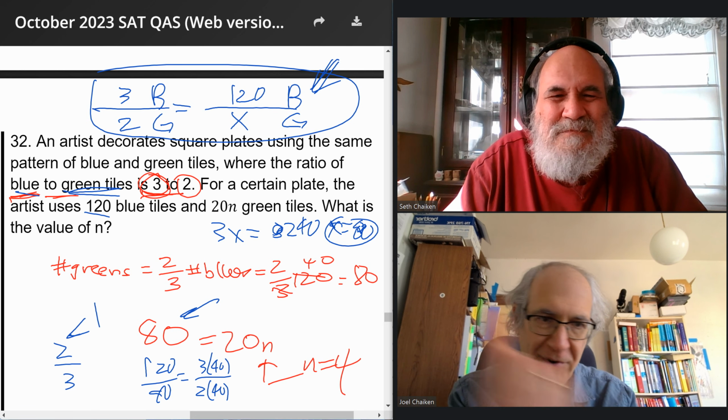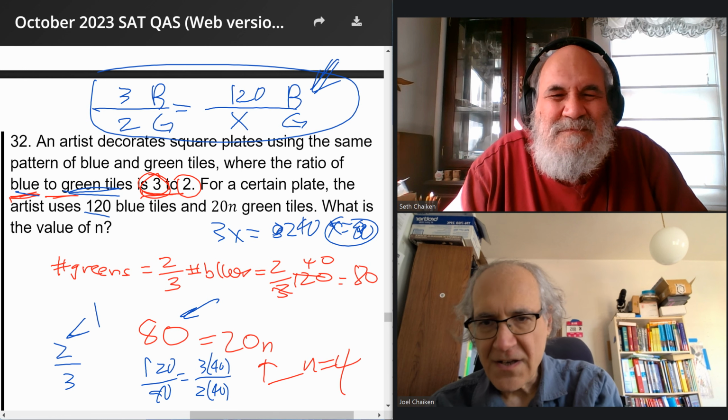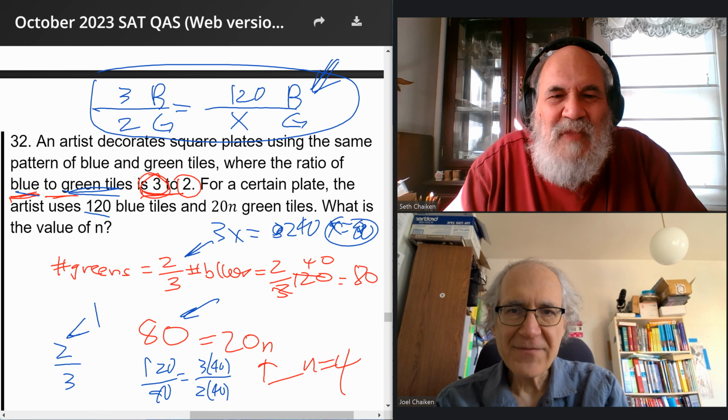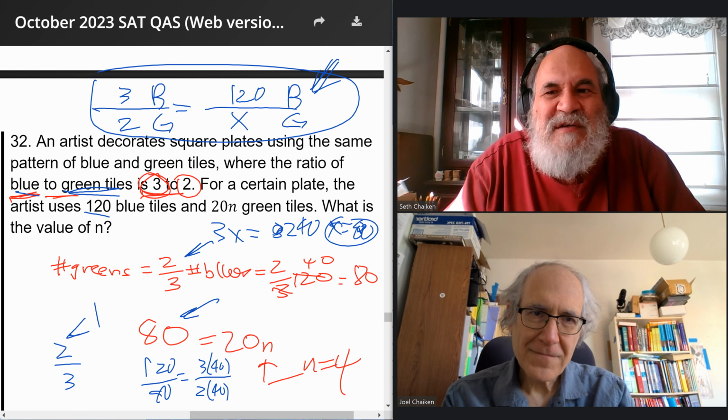And as soon as you see that, boom, you just hit 120, reduce it by 2 over 3, and that's immediately the answer. And you do not have to write the ratio. And you do not have to do the problem linearly like I did. Well, I like to. I see another way of solving it now.